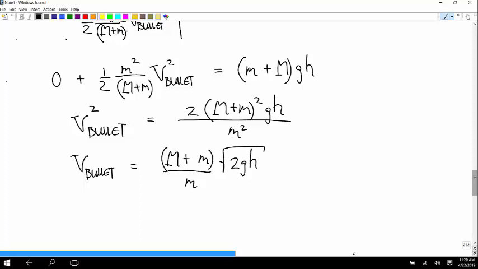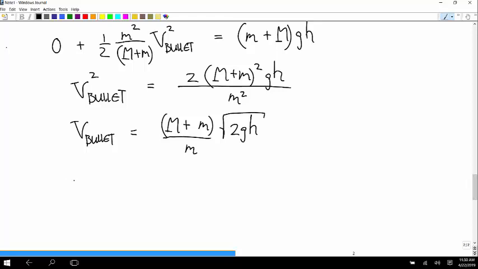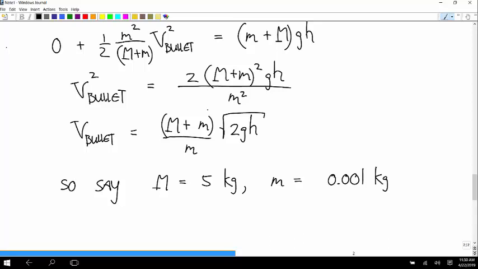So let's say the big M is 5 kilograms. Little m is, let's say, 1 gram. So 0.001 kilograms. Let's say that the height is 0.4 meters.